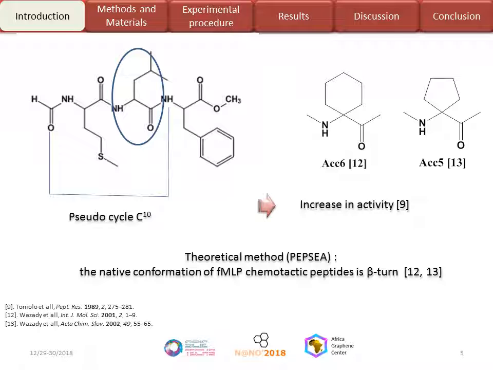The substitution of the central residue with aminocyclohexane carboxylic acid and aminocyclopentane carboxylic acid resulted in an increase in biological activity. Using a theoretical method, in order to better understand the role of three-dimensional structure in biological activity, our comparative conformational study of the parent peptide with these analogs has revealed that the native conformation of this kind of chemotactic peptide is the beta-chain structure and the development of the pseudocycle C10.